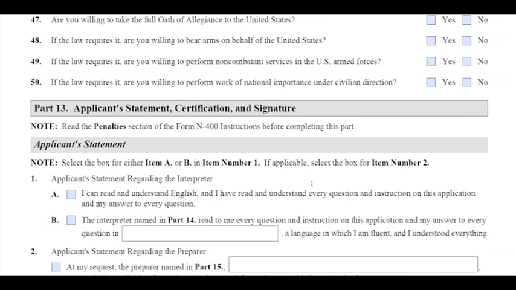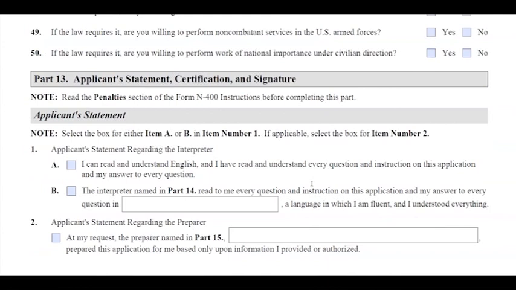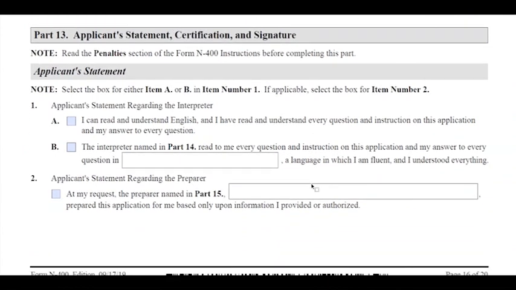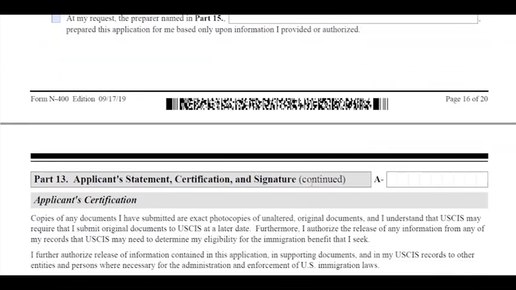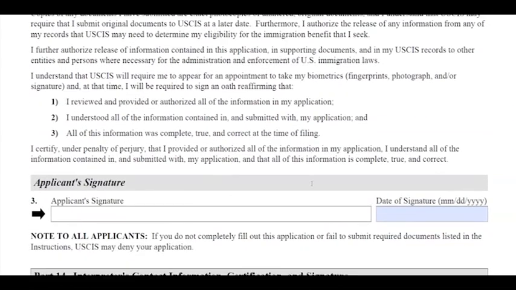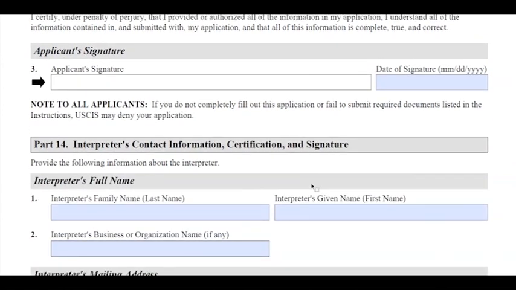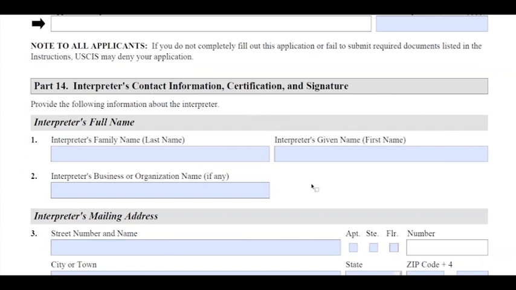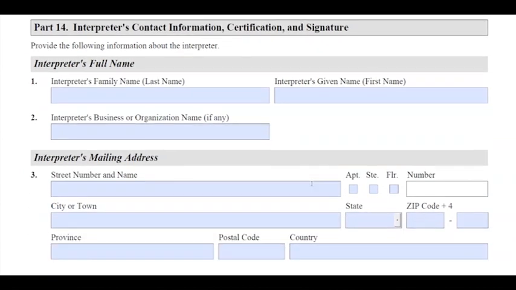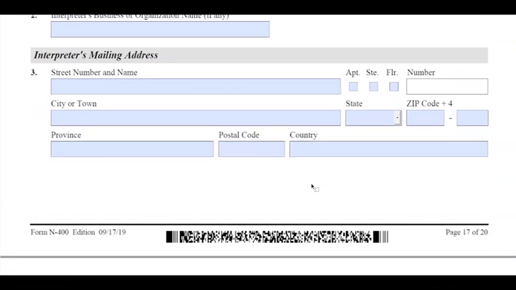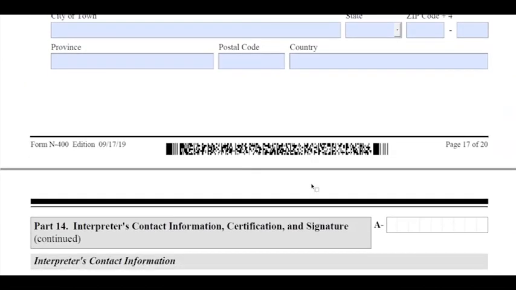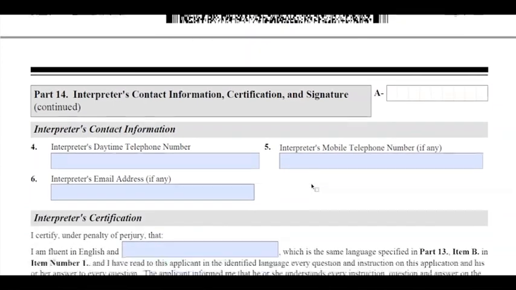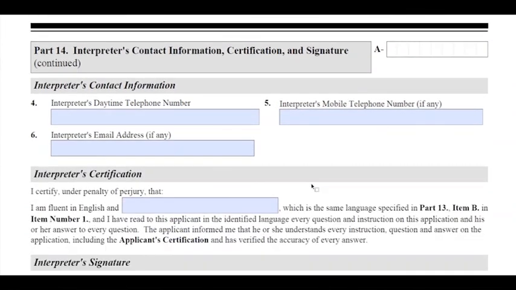Part number 13 has to do with applicant statement, certification, and signature. Make sure that you read this section carefully. Make sure that you answer all parts carefully, and you should be okay with the immigration officer. Part number 14 has to do with interpreters, contact information, certification, and signature. If you used an interpreter to actually get this application done, make sure that you have this information about the interpreter ready, and that you tell immigration who is the person that basically helped you with this.